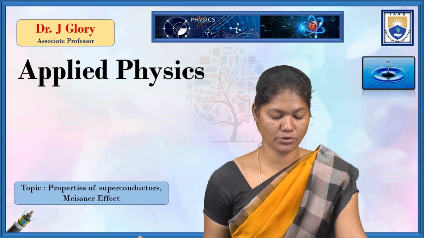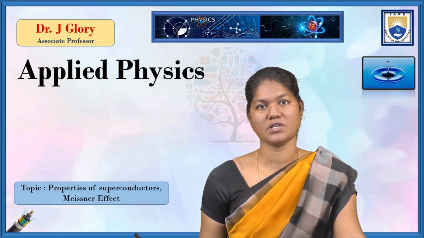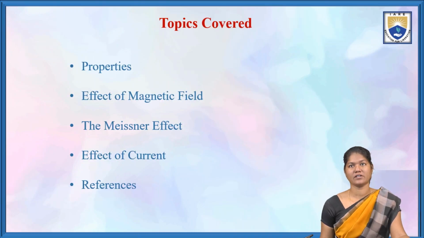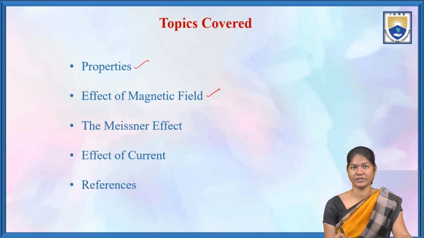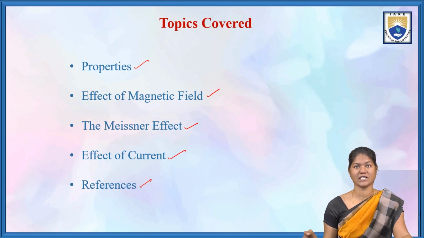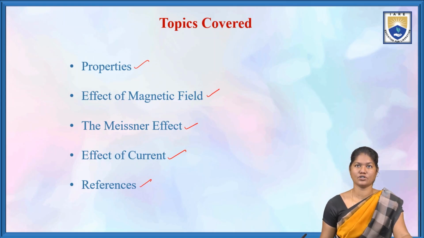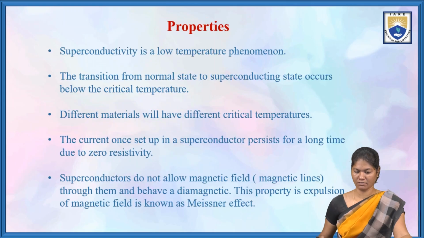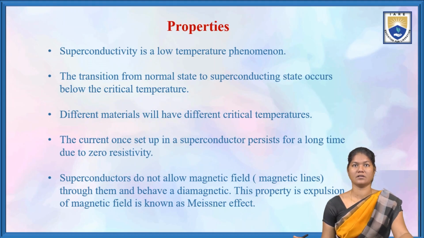Today, I wish to tell about the properties of superconductors and then we'll see the Meissner effect. In this topic, we are going to cover the properties of superconductors, then the effect of magnetic field, then the Meissner effect of current, then we shall see the references regarding this topic. So let's see the properties of superconductors.